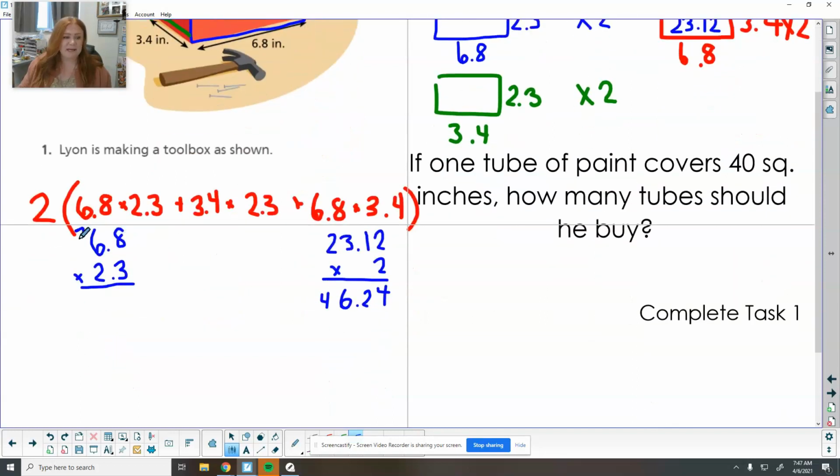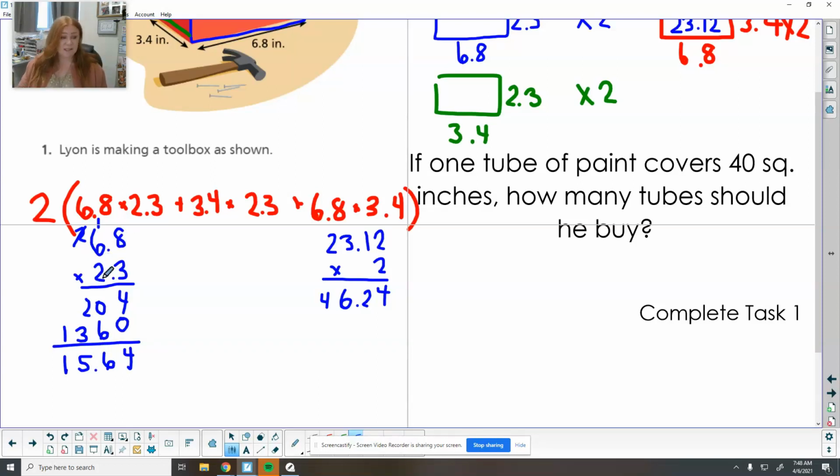So 8 times 3 is 24. And 18, 19, 20. And we've got a placeholder. Going to cross this off. 2 times 8 is 16. 2 times 6 is 12, plus 1 is 13. So we're going to add these together. 4, 6, 5, and 1. 2 decimals.